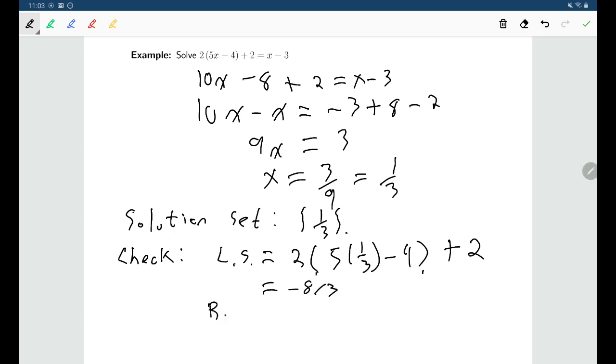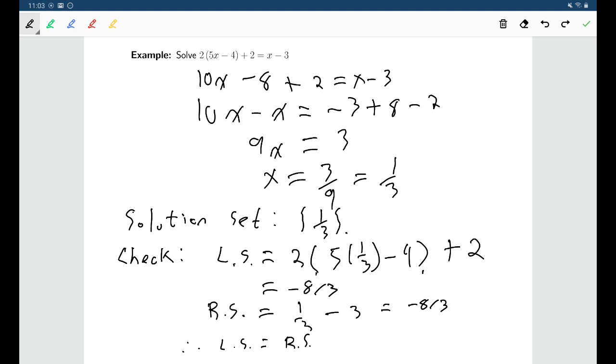And I'll check on the right side. If I were to put in 1/3 in for x, I would have 1/3 minus 3, and 1/3 minus 3 is also negative 8/3. So I can conclude left side for sure is equal to the right side here when x has a value of 1/3. So I am now confident that yes, my answer of 1/3 is correct. I don't have to have any doubt in my mind. I know that this is the correct answer because I've confirmed it by checking my solutions.